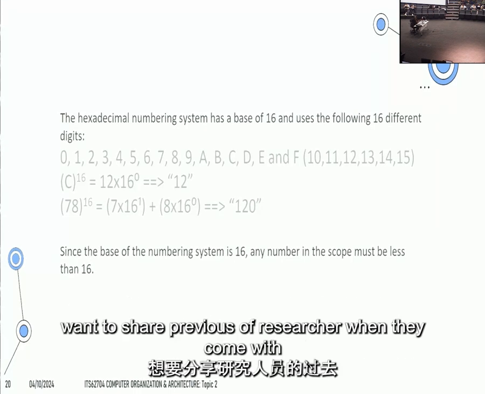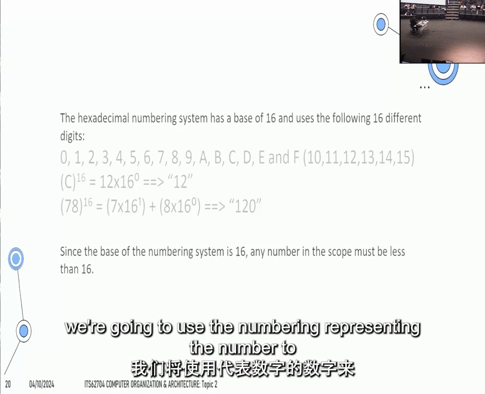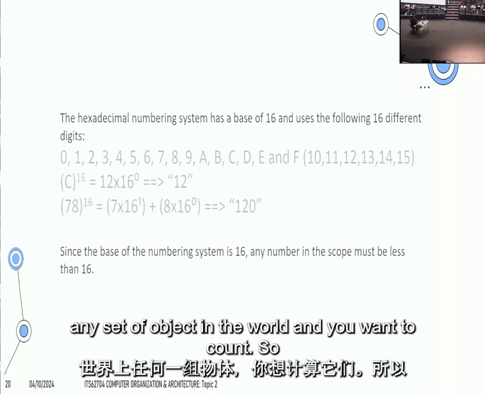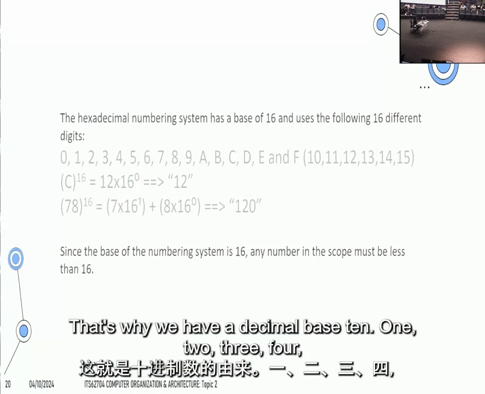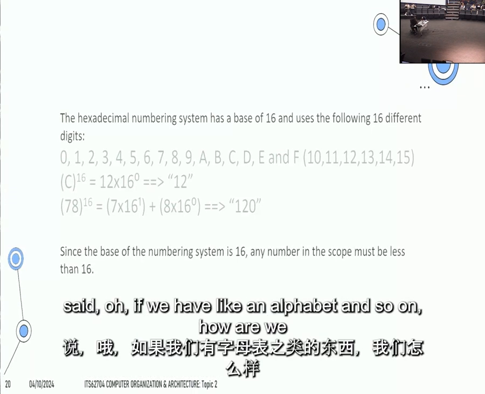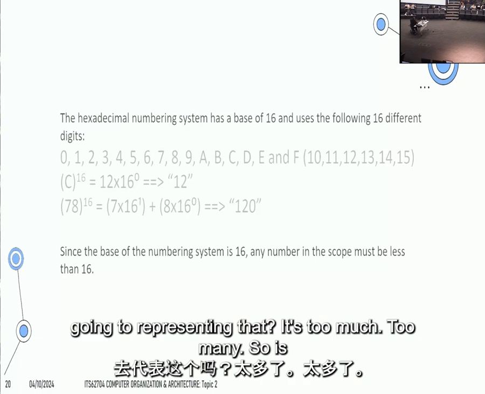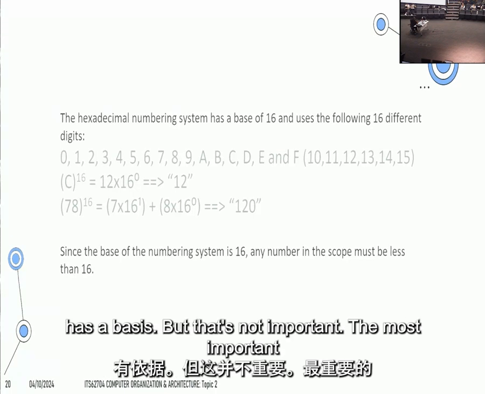One thing I want to share: previous researchers, when they came up with ASCII format, were calculating how to use numbering to represent any certain object in the world that you want to count. We use our fingers, 10. That's why we have decimal base 10: 1, 2, 3, 4, 5, 6, 7, 8, 9, 10. So it's easy. But if we have an alphabet and so on, how are we going to represent that? Too many. So they said, we use hexadecimal. But that's not the important part.